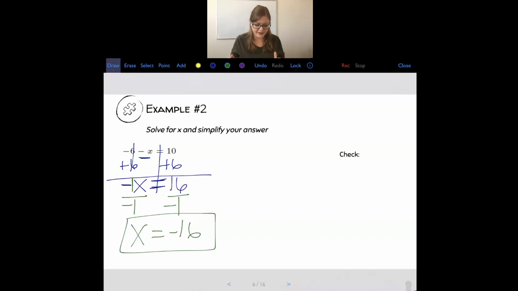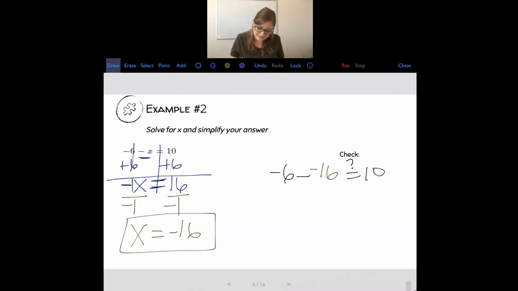Okay, so when we check our answer, we take the answer we got, negative 16, and plug it back in for every x in the original problem. So what that looks like is we have negative 6 minus, okay, and then I'm going to put negative 16 equals 10. So the writing in black is part of the original, and the writing in green is the answer we found. I usually put a question mark above my equal sign when I'm checking my answer.